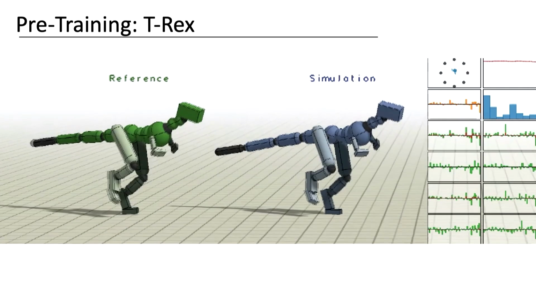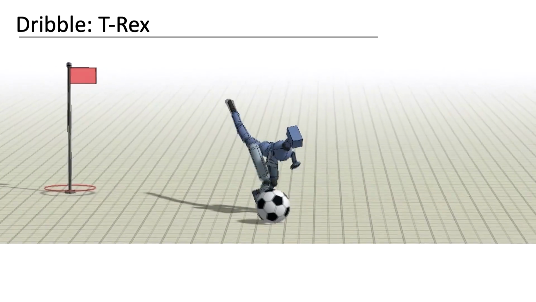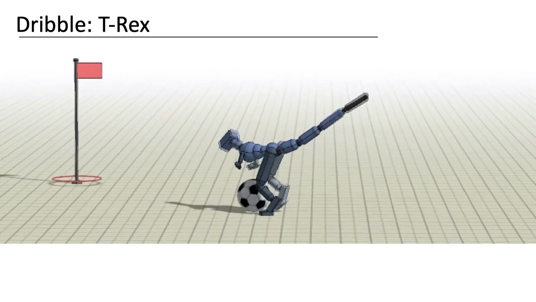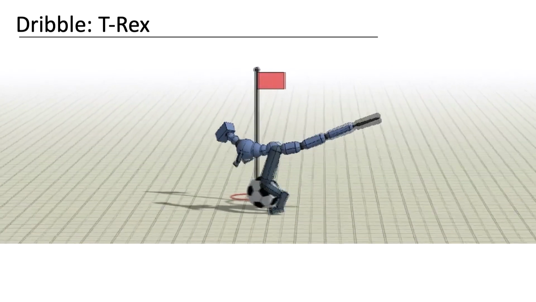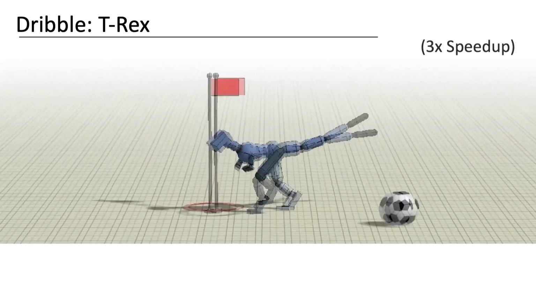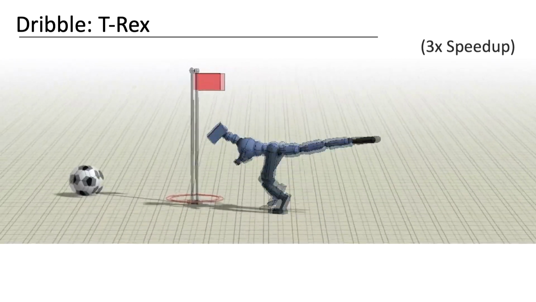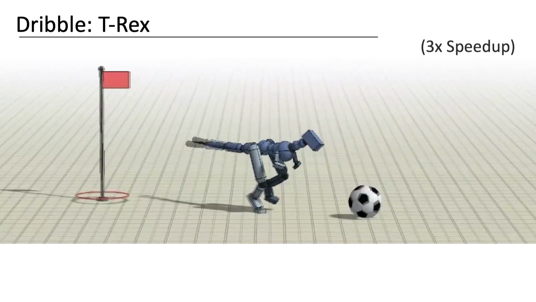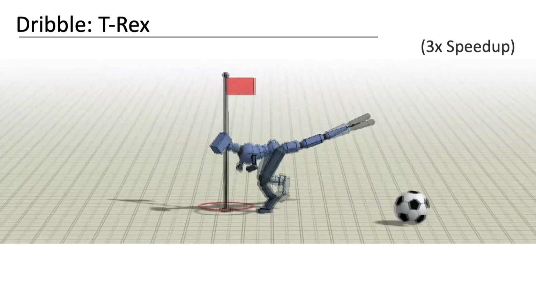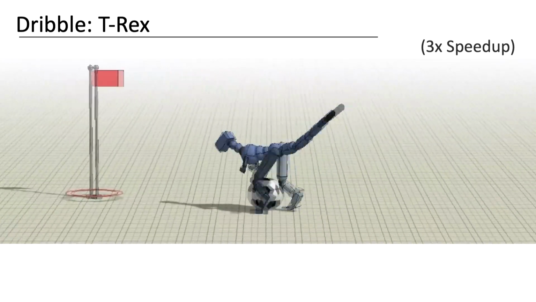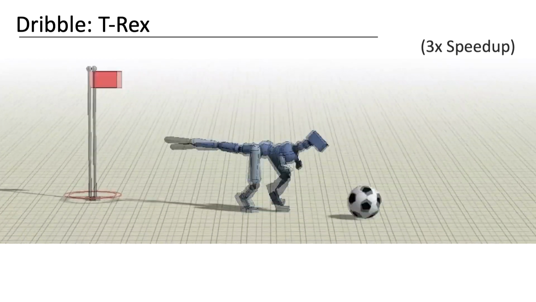Okay, we can also train primitives for controlling a T-Rex. And with this, we can train the T-Rex to play soccer. So the character is pretty complex. The task is fairly long horizon, but thanks to these primitives, our policies are still able to solve these fairly challenging tasks.